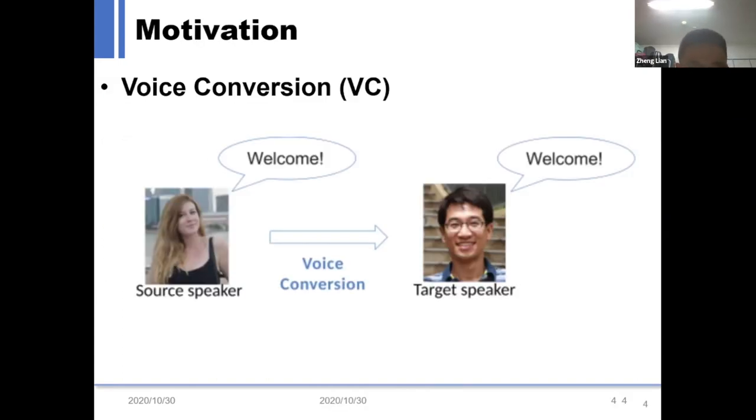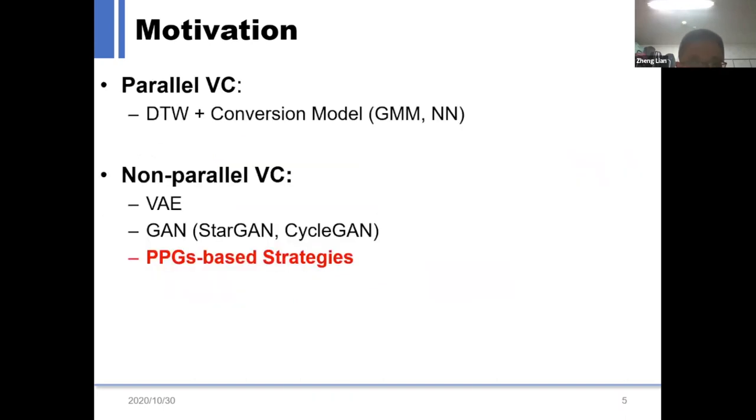Voice conversion aims to modify the source speaker's voice to sound like that of the target speaker while keeping the linguistic content unchanged. The conventional voice conversion approach usually needs parallel training data, which contains pairs of same-transcript utterances spoken by different speakers. Parallel voice conversion first aligns acoustic units between source and target speech by dynamic time warping. Then a conversion model is learned to map speech from source to target speaker.